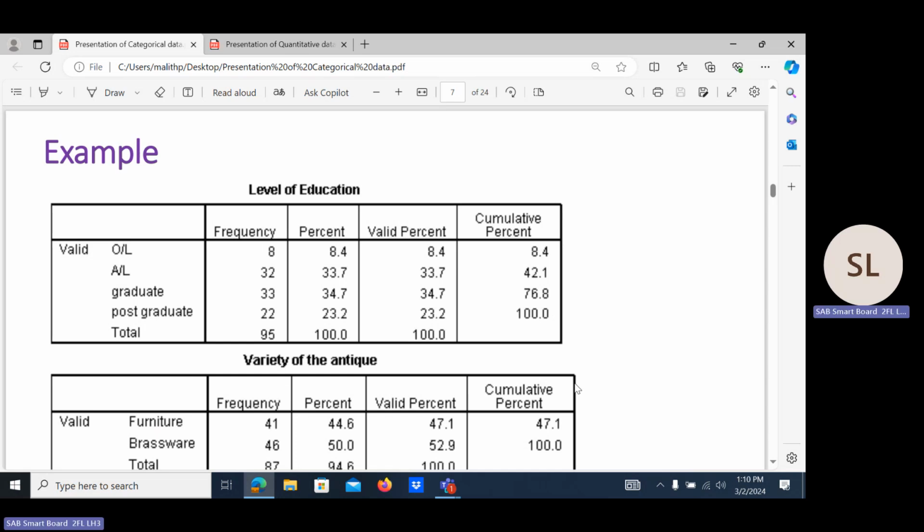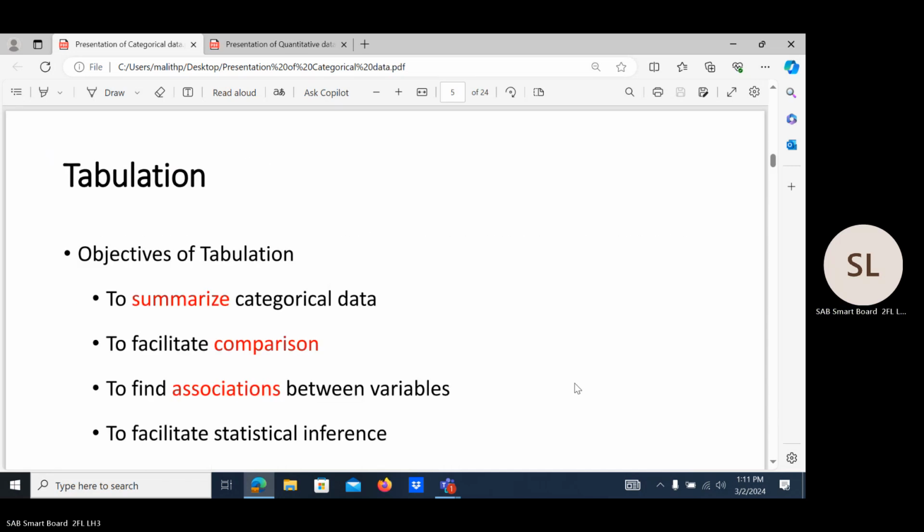Then we can compare. How many respondents completed the O level? How many of the respondents completed the A level? We can take the frequency value and we can compare. Using the tabular format, we can do comparison.